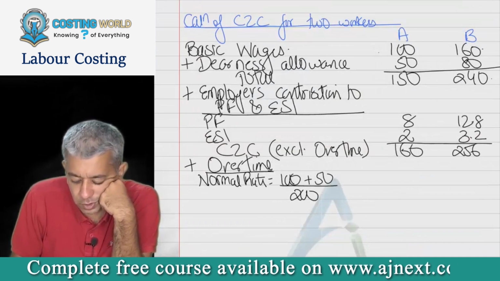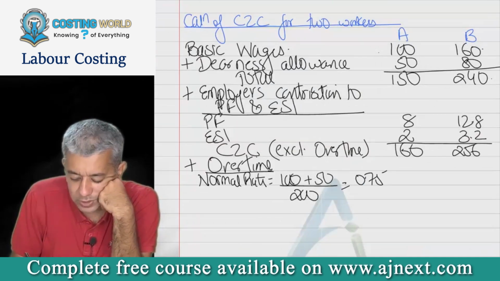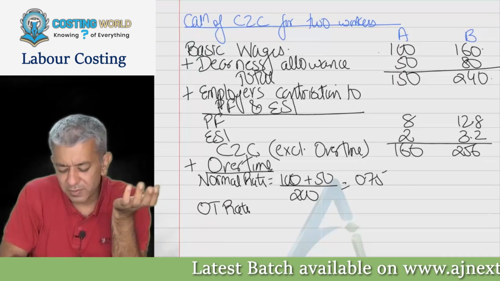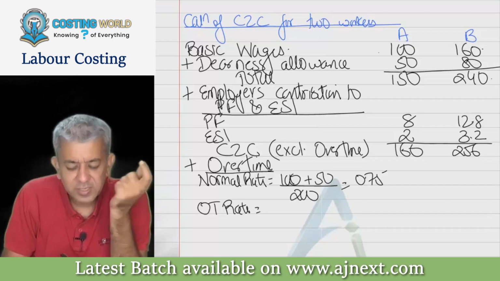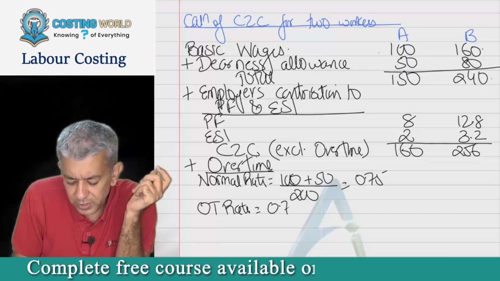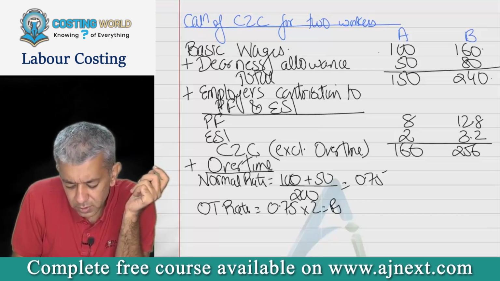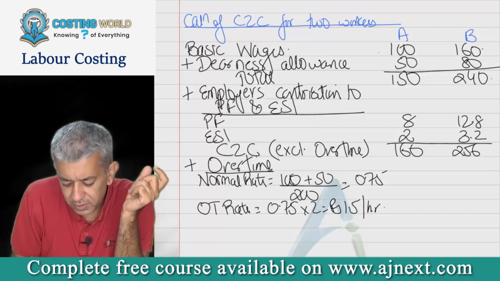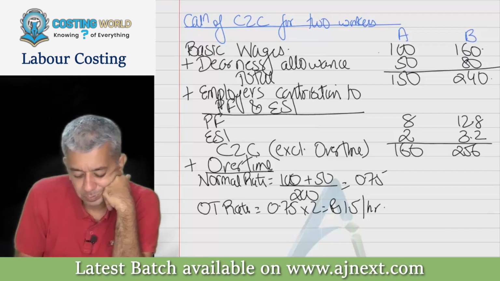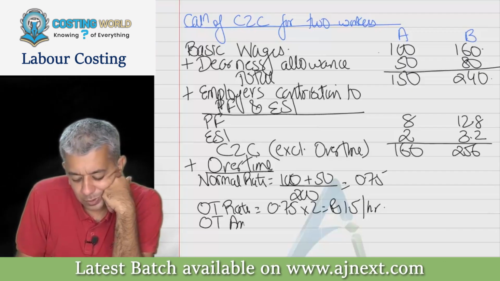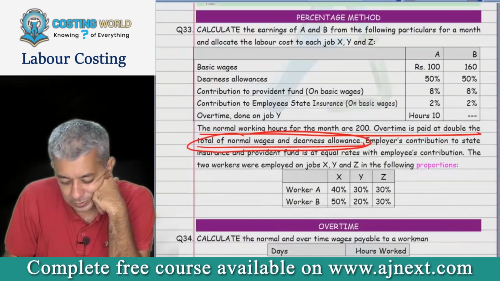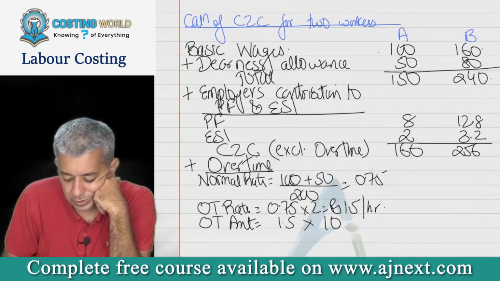200. So therefore this particular thing will be 0.75. Obviously 0.75 per hour. Can we say OT rate will be double of this, no? So 0.75 into 2. This is 1.5 per hour. Overtime amount. Tell me this guy has done overtime for how many hours? 10 hours. 10 hours. 15 bucks.